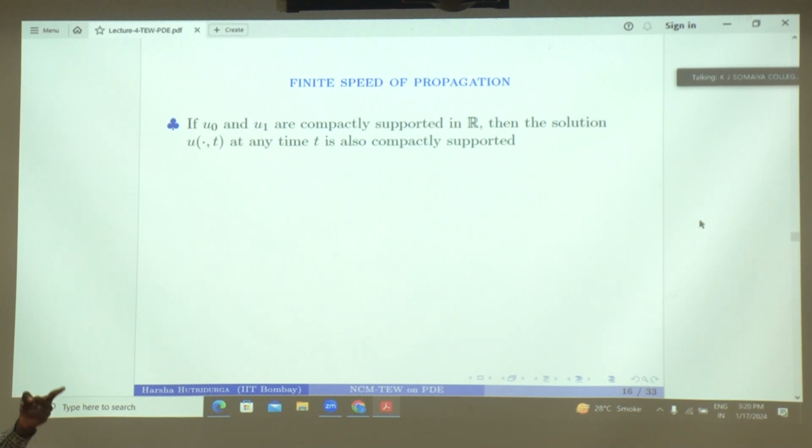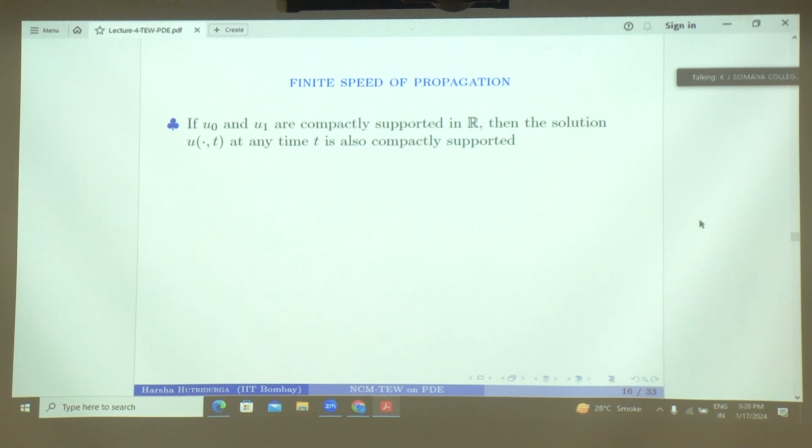The compact support need not be the same compact support as your U0 and U1. It can be a bit larger, but you can still find a closed interval outside of which your u of x comma 1 is 0, in the x variable. So that happens for any t that you fix. You can fix t to be 1,000,000. There will be a closed interval outside of which your function is essentially 0. So that's what it means for an equation to have finite speed of propagation.